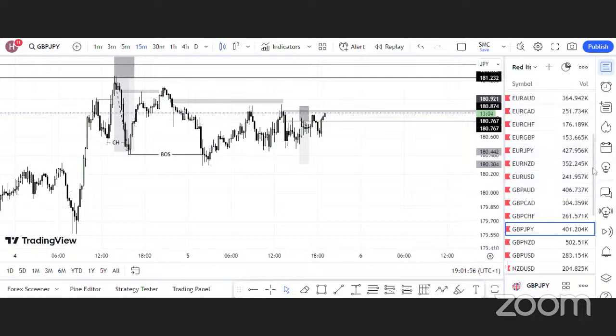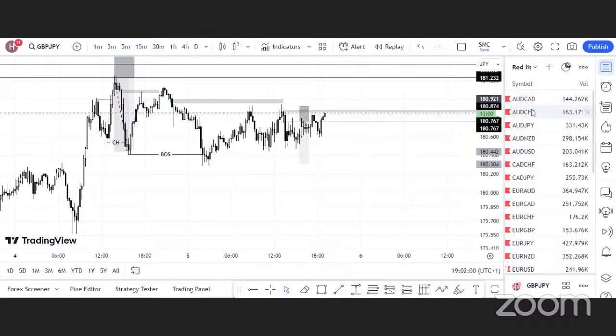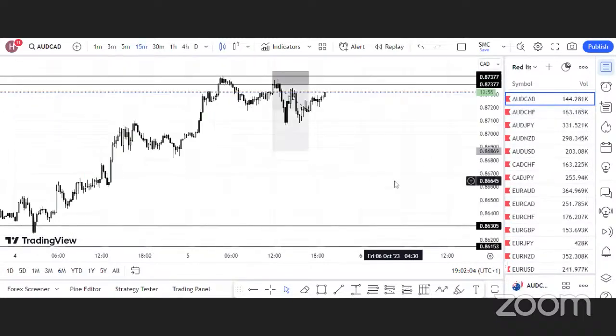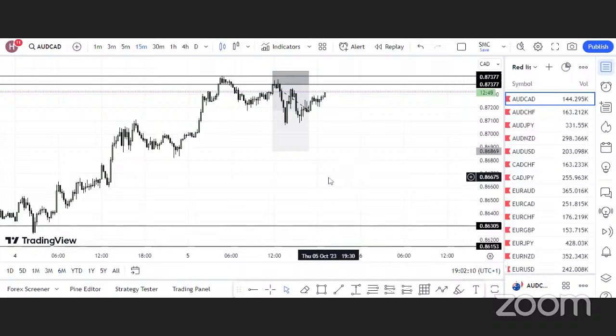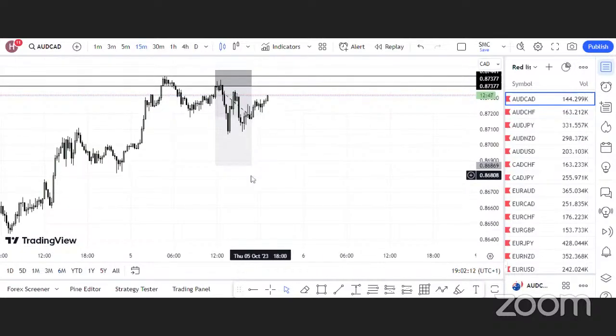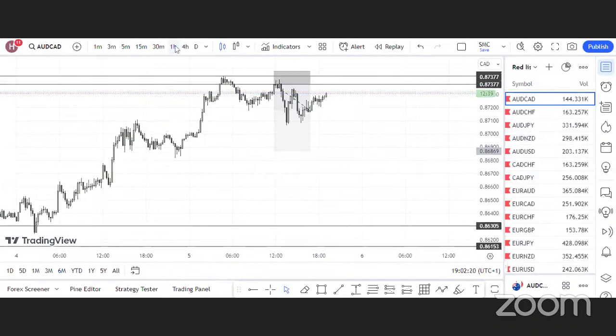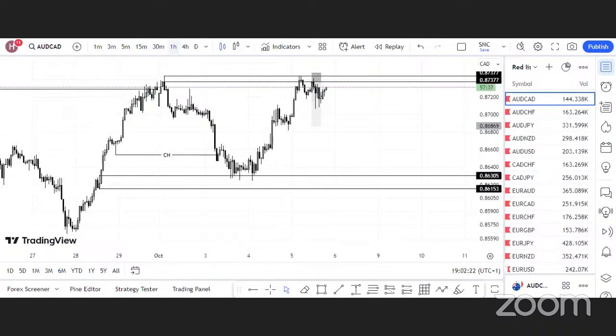So let's make a fresh analysis and see if we can get an entry. Okay. So let's start with this. Okay. Let's start with AUD CAD.